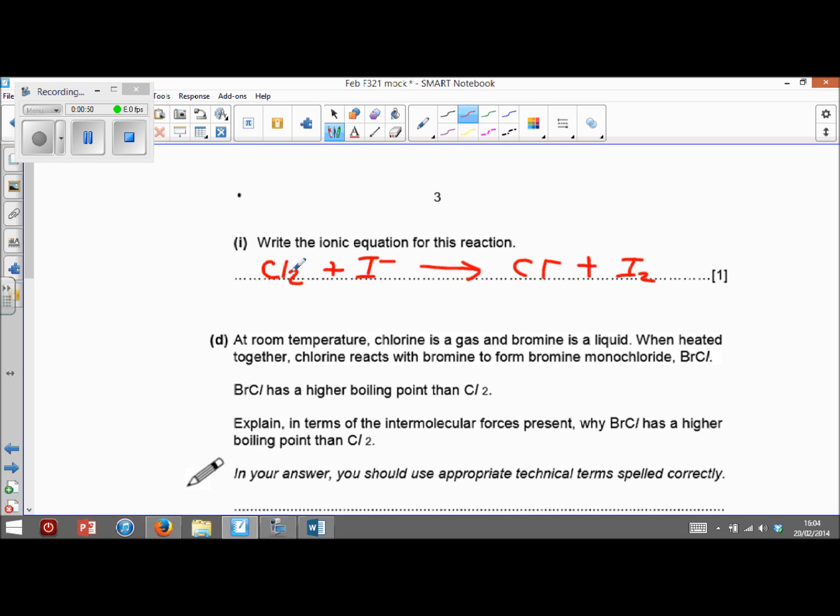Okay, so what we now need to do is balance this out. 2Cl minus, we've got 2 Cl2s over here. I minus, we've got I2, so we need a big 2 there. A lot of people got the equation right, but we've got to balance it. You need to make sure it's balanced for that 1 mark. In this case, it wasn't important about state symbols. Okay.